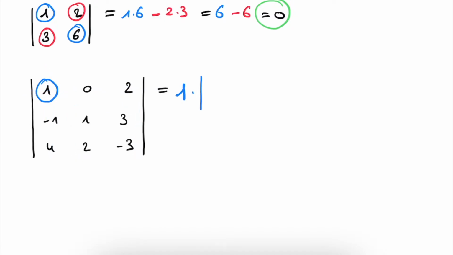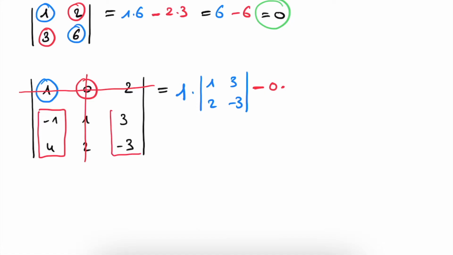So this looks as follows: 1, 3, 2, minus 3, and the determinant of this 2 times 2 matrix, which is formed by these 4 numbers. Then we subtract this 0, and the 0 is multiplied again by the determinant that we get when we ignore the row in which this 0 is situated and the column. The numbers we are left with are these 4 numbers, and we use them as the determinant to multiply with this 0.